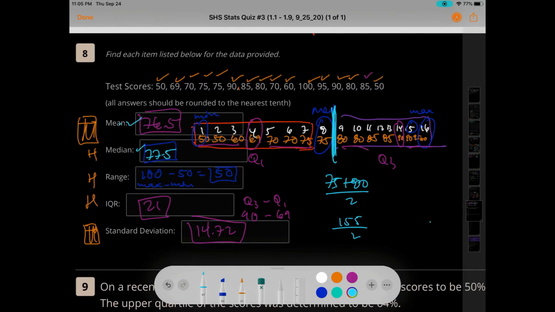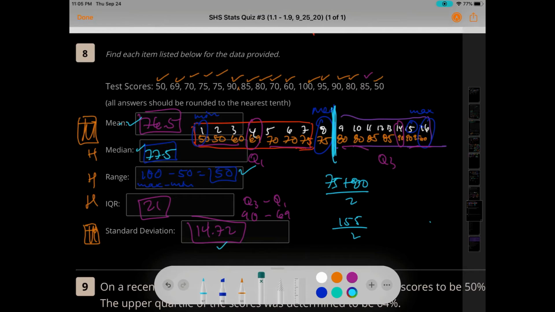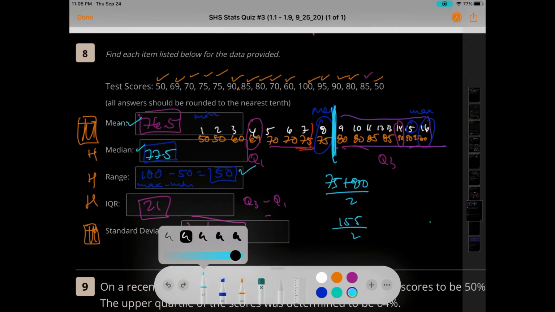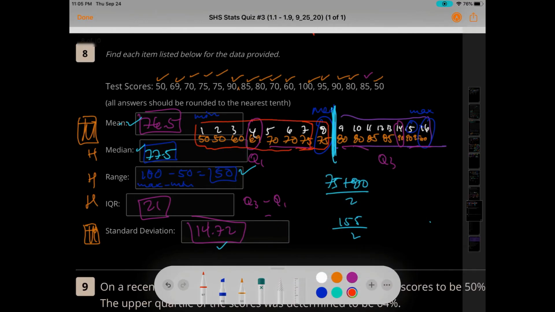Okay, check. My range does not change. This number doesn't change, but my IQR does change, so let's double check. So the red numbers that I had previously, okay, so there's 8 numbers. Just backtrack. Okay, so the red numbers is here, and it's going to be the average of these two numbers, which is going to be 69.5.